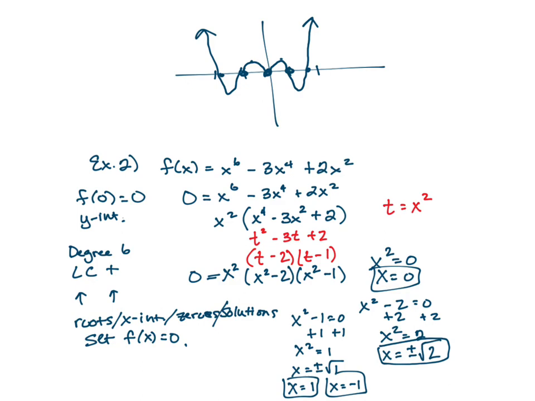Can you look at these zeros down here? You see x equals 1. You see x equals -1. You see x equals positive square root 2. X equals negative square root 2. But look right here. We had x squared equals 0.